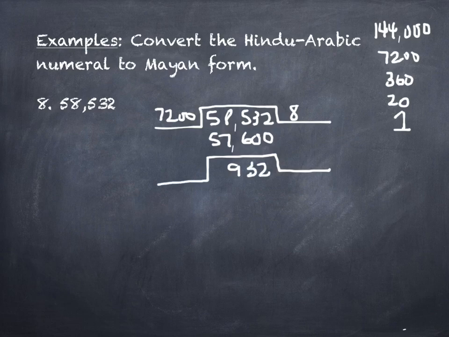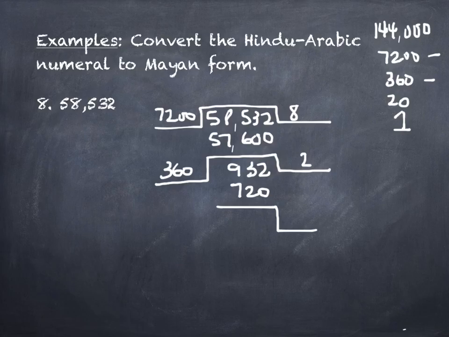Now, no matter how big this is, the next value that I would go to is 360, because it's one place value less than the 7,200. So 360 would be next, and 932 does go into 360. It goes in one time. Sorry, not one time, two times. Let me get that right. And then 2 times 360 is 720. And then if we subtract 932 minus 720, I have 212.